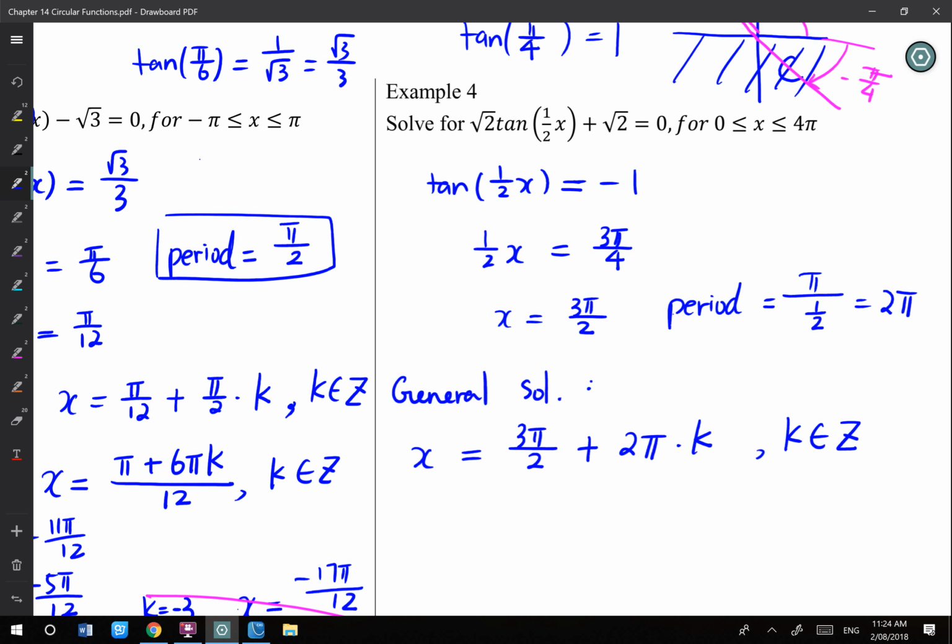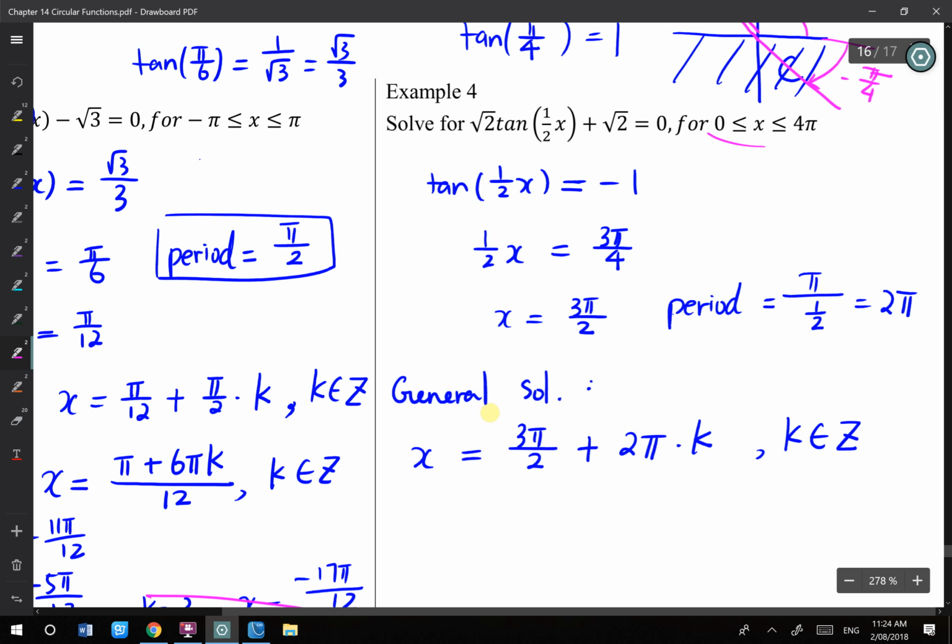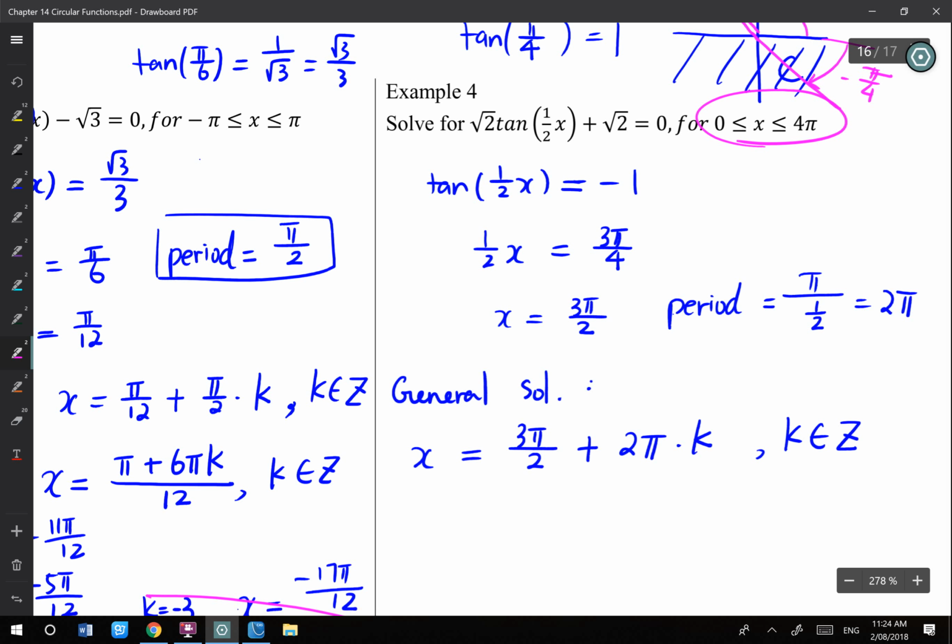Let's have a look at the domain. The domain is 0 to 4 pi, right? It's most likely there's only one solution. For this tangent graph, in one period, how many solutions might you have? One. You just have one. Sorry, 2 period. Yeah, the 2 pi is the period. So 4 pi is 2 period. So I will have 2 solutions. Most likely to have 2 solutions here.